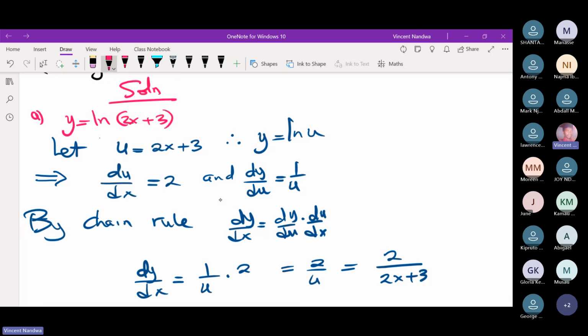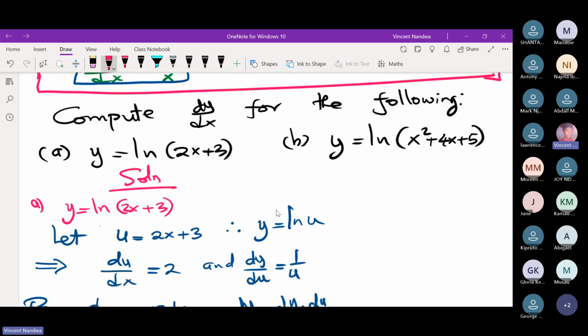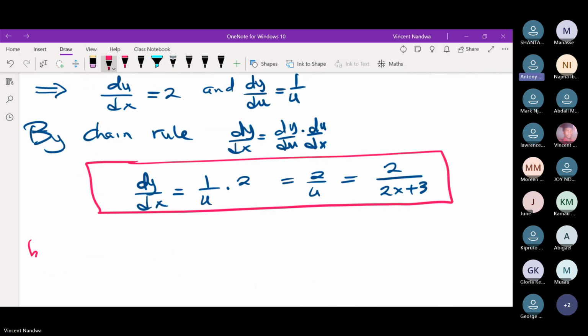So I want you to note this function and note the final answer, this function and this derivative as 2 over 2x plus 3. Then let's go to the second one. So we have ln of x squared plus 4x plus 5. So y equals ln of x squared plus 4x plus 5.